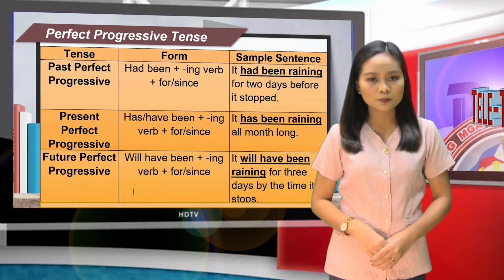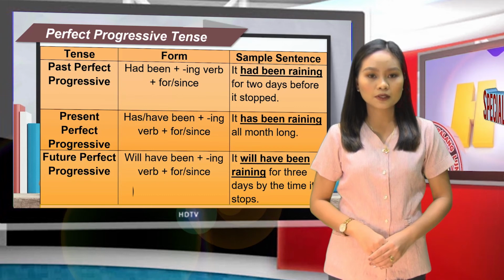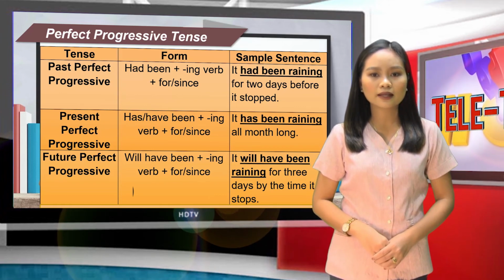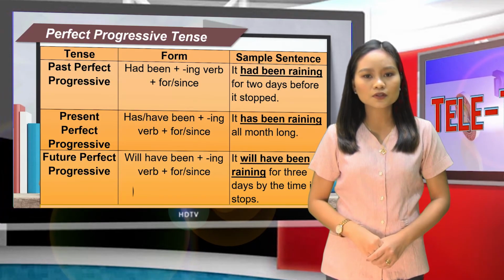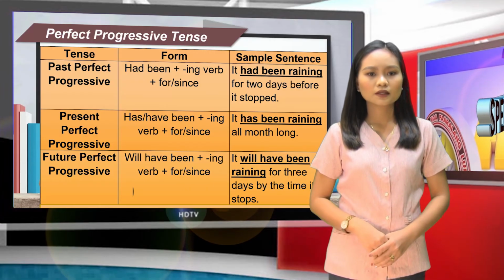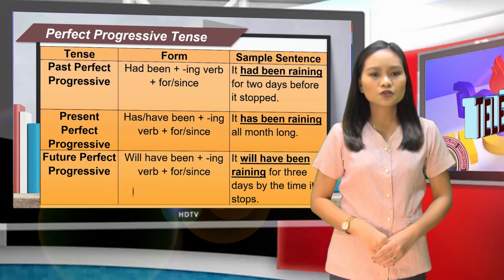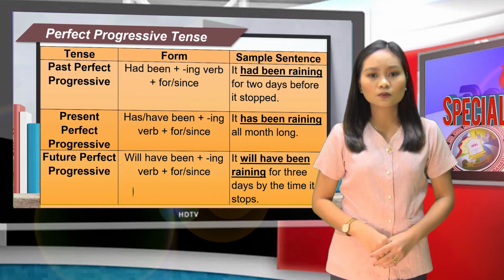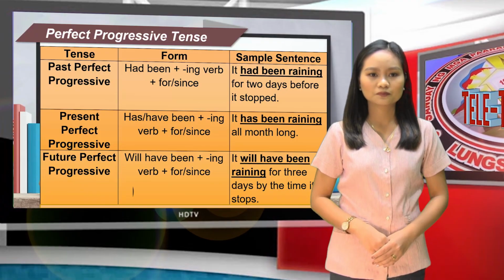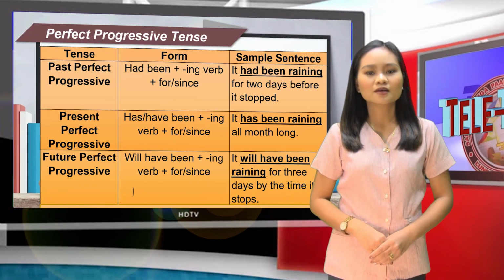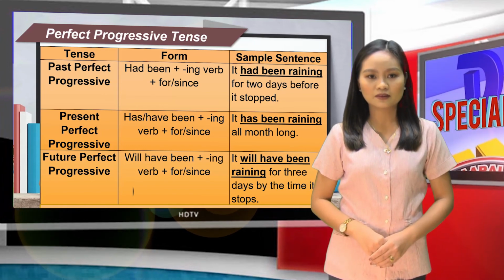You form the future perfect progressive tense by will have been plus a present participle followed by when or by the time and the second action. For example, it will have been raining for 3 days by the time it stops. It describes the duration of an action as it relates to a future event. With the future perfect progressive, it is not always clear if the ing verb started in the past or will start in the future. The future perfect progressive is rare because it is difficult to know the duration of an activity relative to another future event.